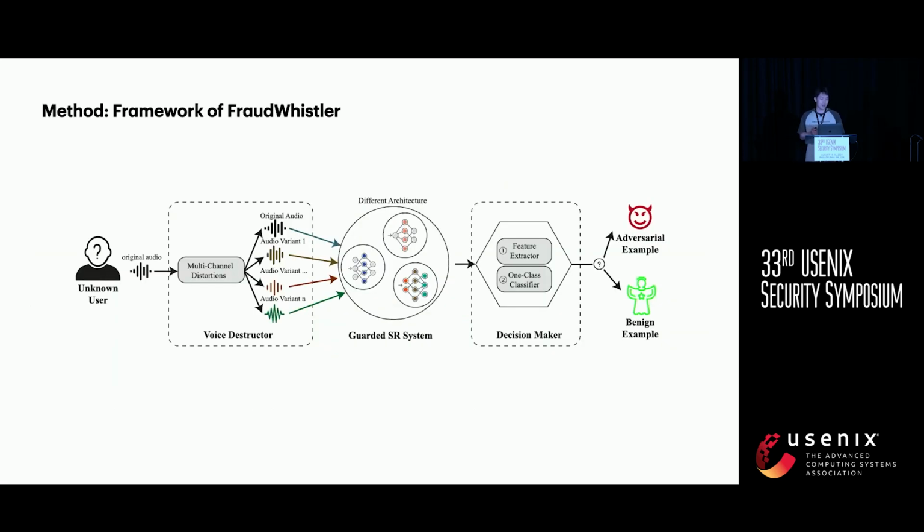So based on the preliminary study, we propose FraudWhistler, which consists of a voice destructor module and a decision maker module. In the decision maker module, we only use the features extracted from benign samples to train a one-class classifier. So FraudWhistler is independent of any specific attack algorithm.